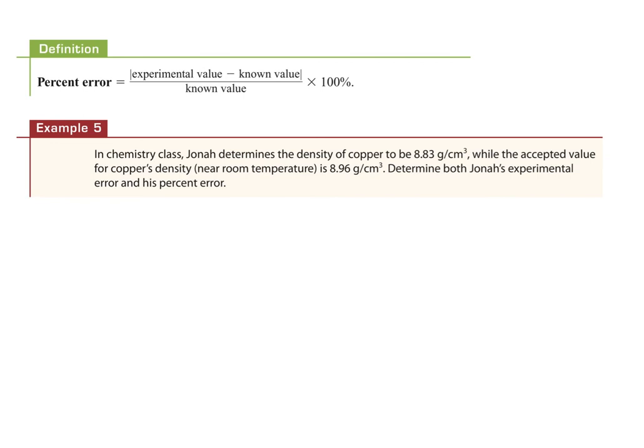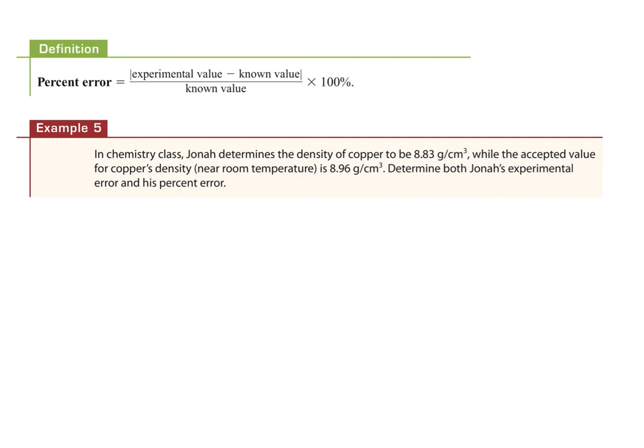In chemistry class, Jonah determines the density of copper to be 8.83, while the accepted value for copper's density near room temperature is 8.96. Determine both his experimental error and his percent error. All right? So the experimental error is what your numerator is going to be, okay? And your percent error is what happens when you divide and multiply by the 100. So first of all, we want to know what his experimental error was. This is the numerator without the absolute value.